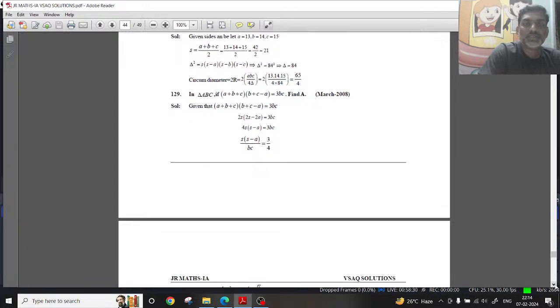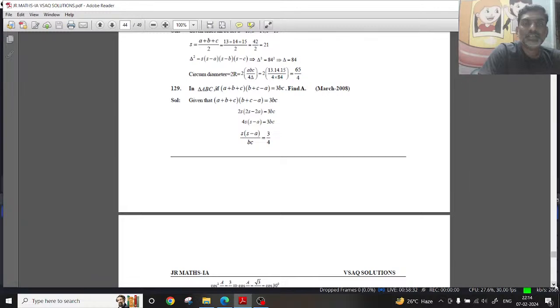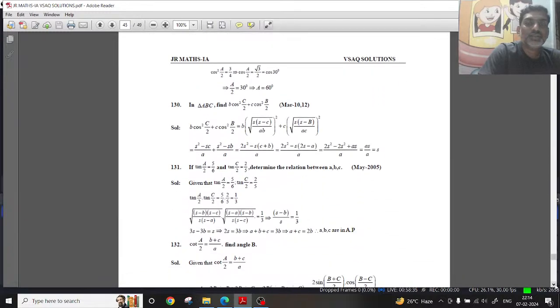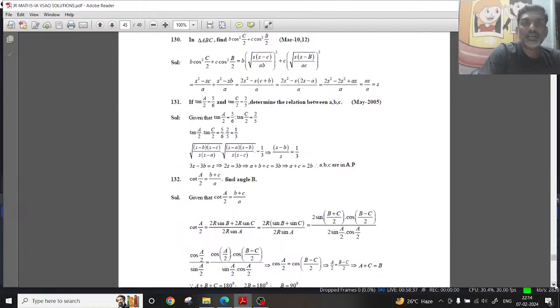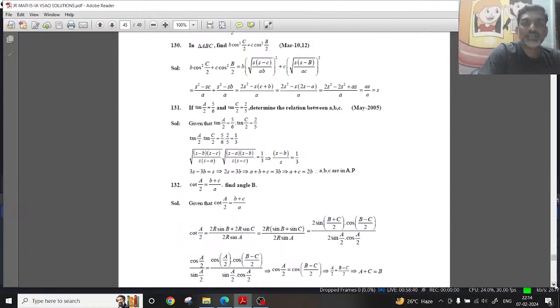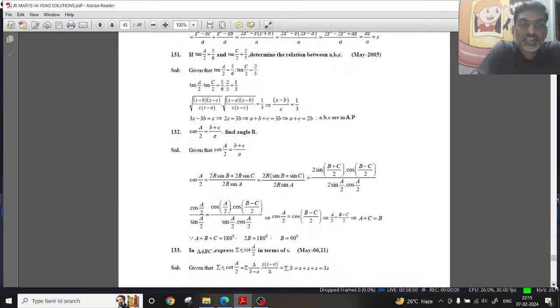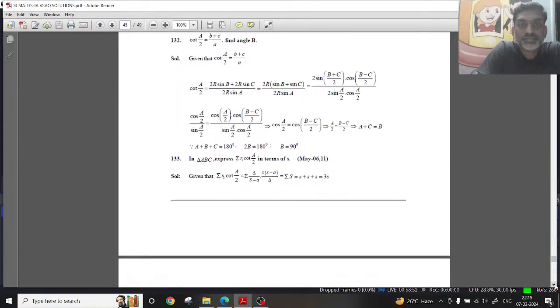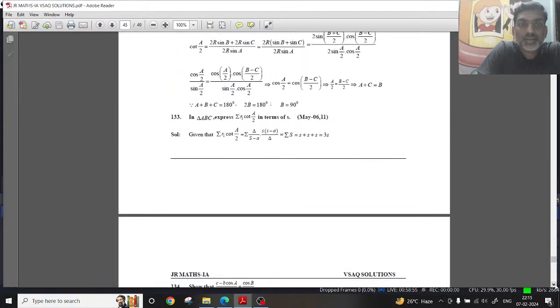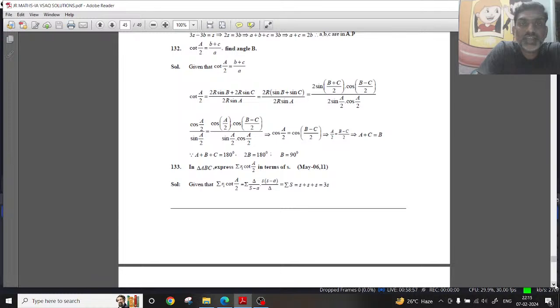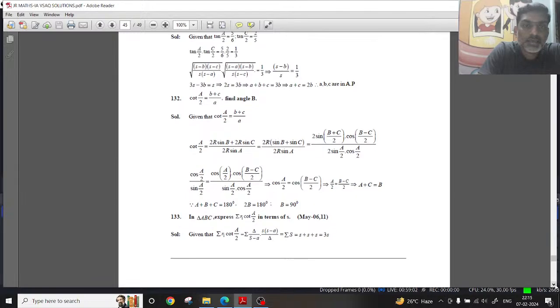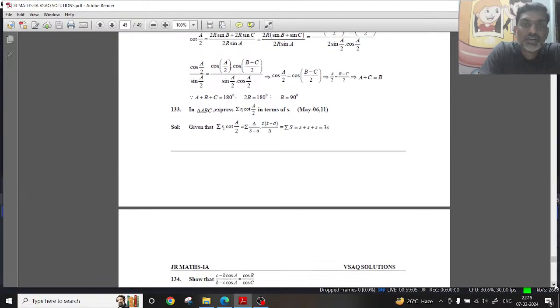Question number 126 model. 129 just simplify directly. And 130 also direct simplification, so only half angle formulas. 131, relation between a, b, c, tan A by 2, tan C by 2, write down the formulas and simplify. 132, write down the cot A by 2 formula. Cot A by 2 is equal to (b plus c) over a. Apply cosine rule, apply sine rule. And next 133, r1 cot A by 2, direct formula this is.